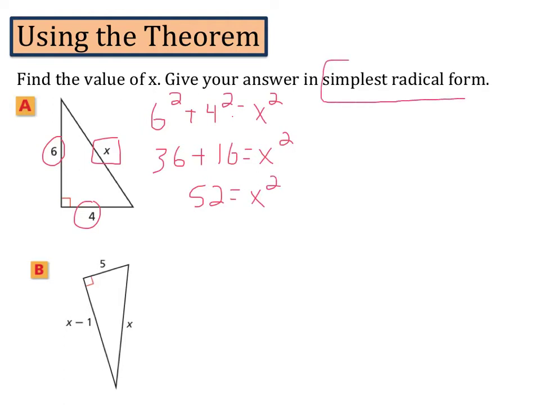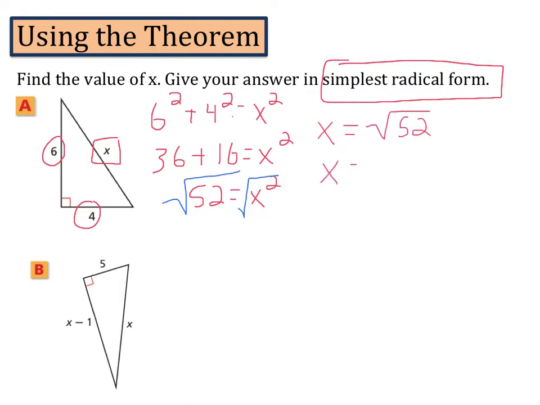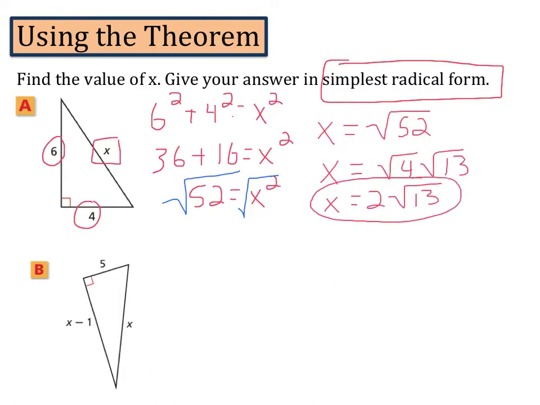But this answer isn't in simplest radical form, so we have to take the square root of each side. When we do that, we're left with x equals the square root of 52. But that isn't simplified. We want to break that down. So we know the square root of 4 times the square root of 13 equals the square root of 52. And the square root of 4 is 2. And we can't break down 13 anymore. That's our answer in simplest radical form.